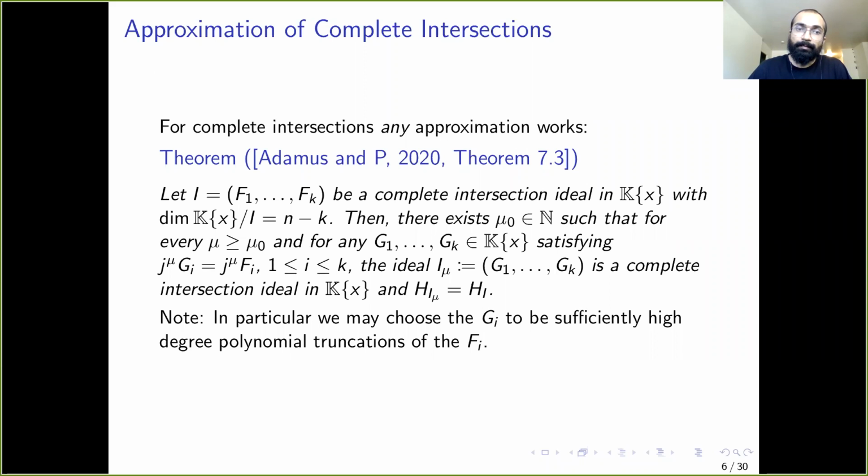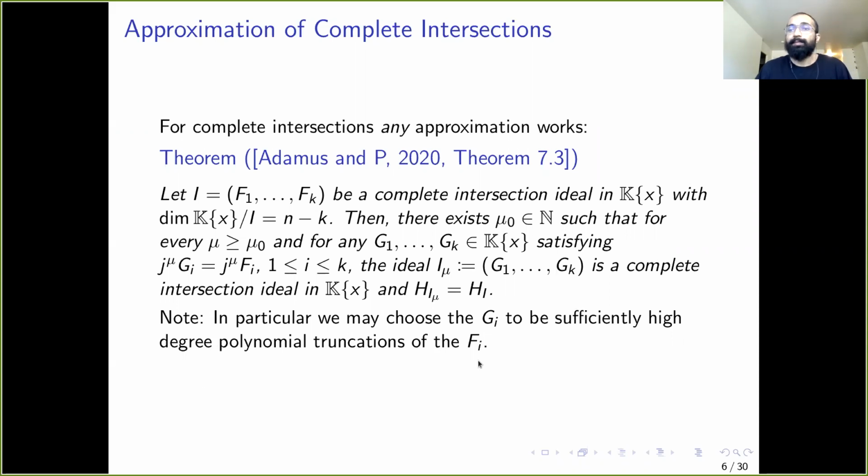So if you let I be an ideal generated by f1 through fk, that is a complete intersection ideal with dimension of k⟨x⟩/I equal to n minus k, then there exists an integer μ0 such that for every μ greater than μ0 and for any g1 through gk that are convergent power series which agree with the fi up to order μ, the ideal I_μ generated by g1 through gk is a complete intersection ideal in k⟨x⟩, and it has the same Hilbert-Samuel function as the ideal I. In particular, this result implies that we can choose these gi to be sufficiently high degree polynomial truncations of the fi.